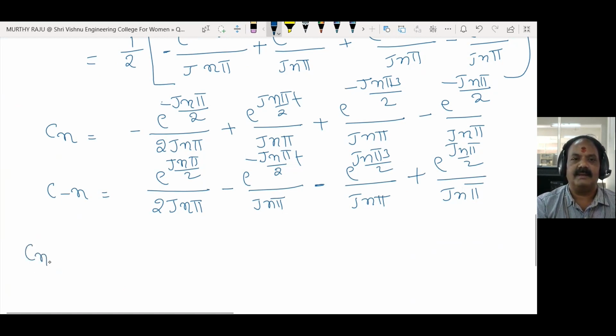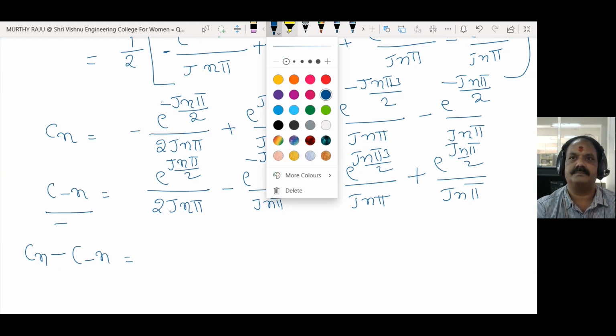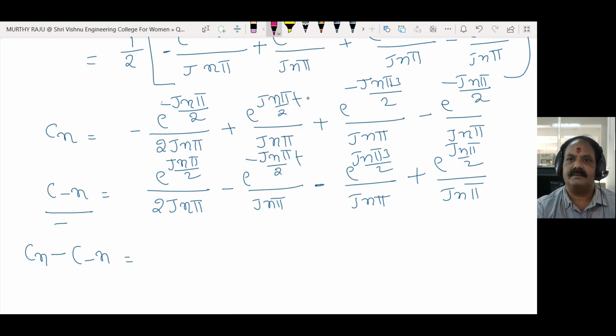Cn minus C minus n. Here e power j n pi by 2 j n pi. C minus n is e power j n pi by 2 by j n pi. These two are plus minus. Cn, so the minus sign. Therefore, this one is the plus sign, this one is a minus sign. These two are cancelled.